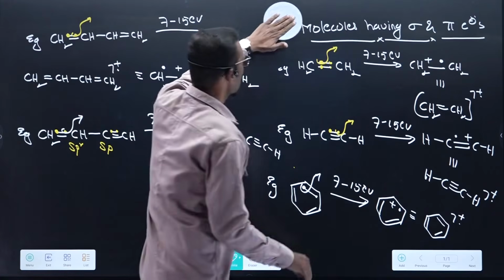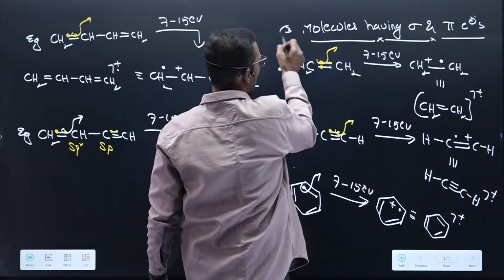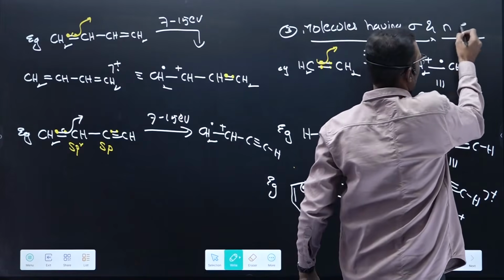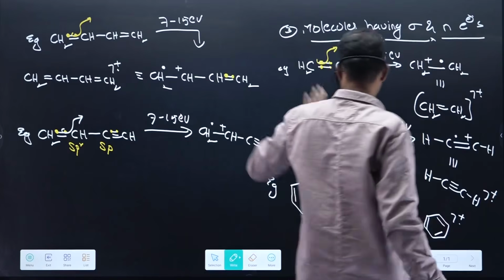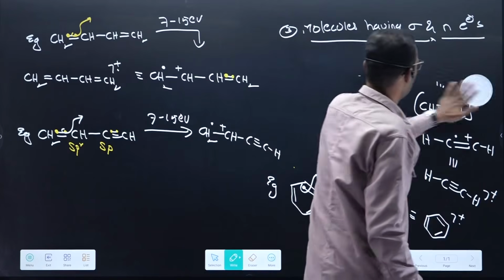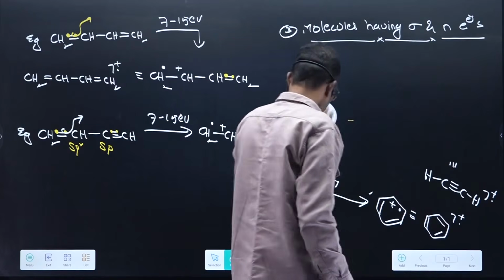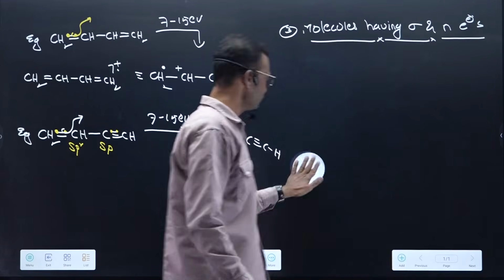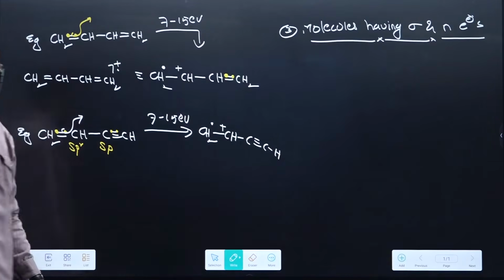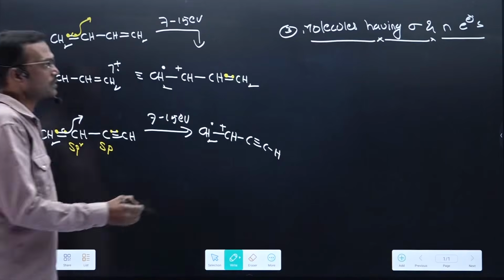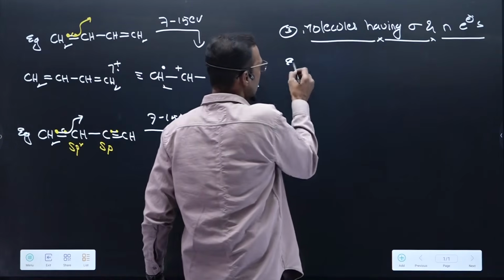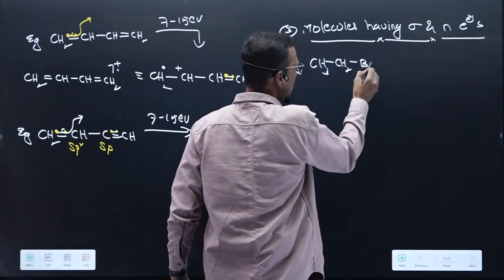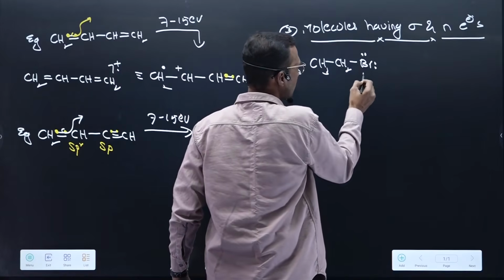Clear? Next, the third possibility: molecules having sigma and non-bonding electrons. This is a case where you will find both sigma electrons and non-bonding electrons available. Can you give an example? An alkyl halide: CH3CH2 and this is bromine. Here there is one lone pair, and this is a lone pair.